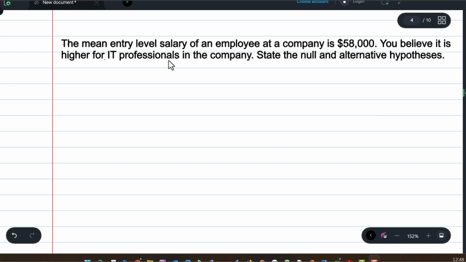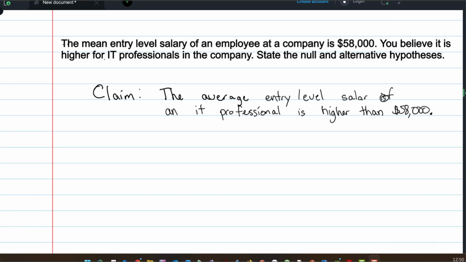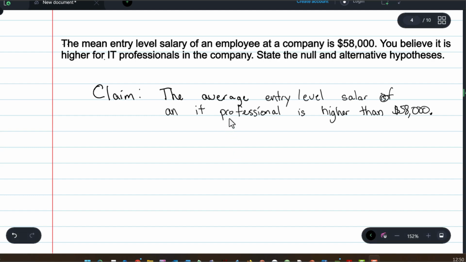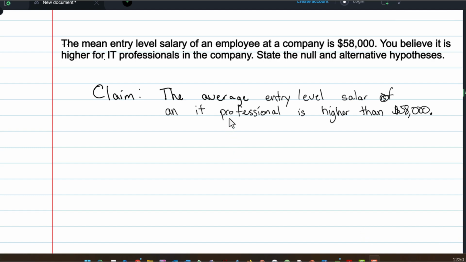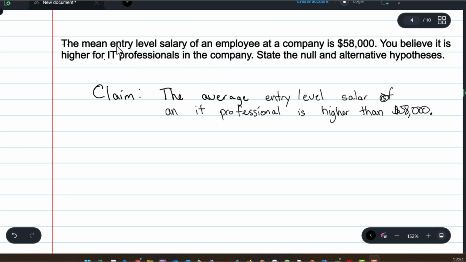So the implied in this question is that for everybody inside the company, it's 58,000. But if you're applying specifically for an IT position, then you expect the average to be higher. So you would claim the average salary for an IT professional is higher than 58,000. What we want to do is convert this claim into testable hypotheses. Those hypotheses for us are either going to be about population average or mean, or population proportion. In this case, the problem is talking about the average salary, so we're going to state it as an average.